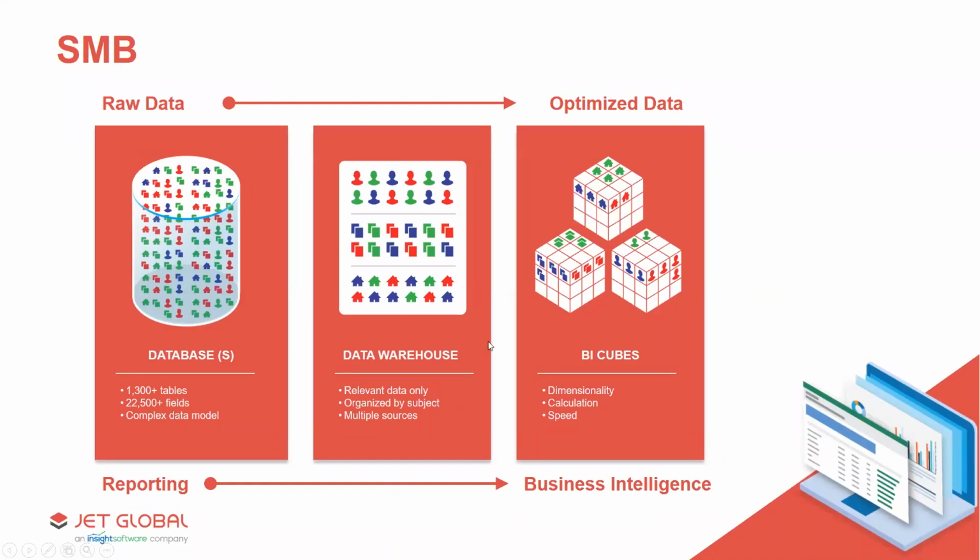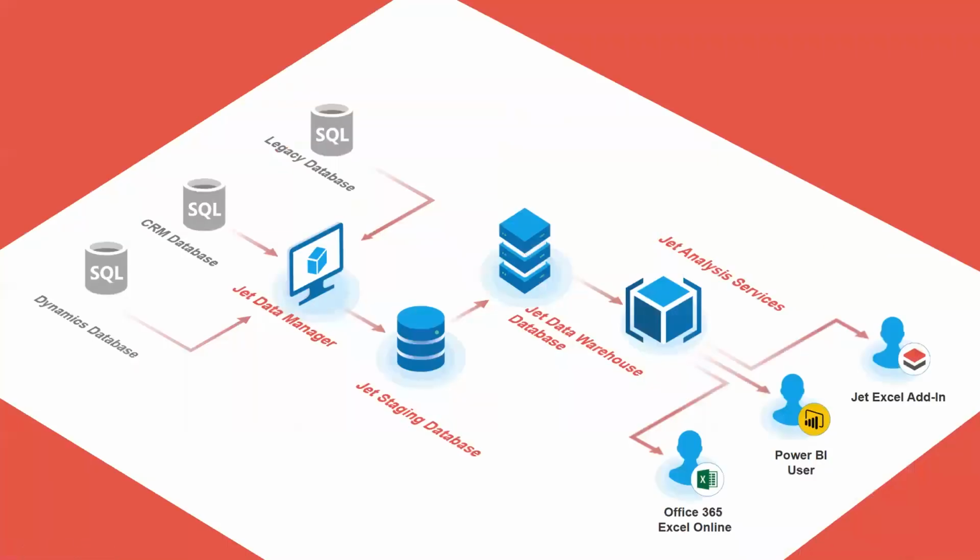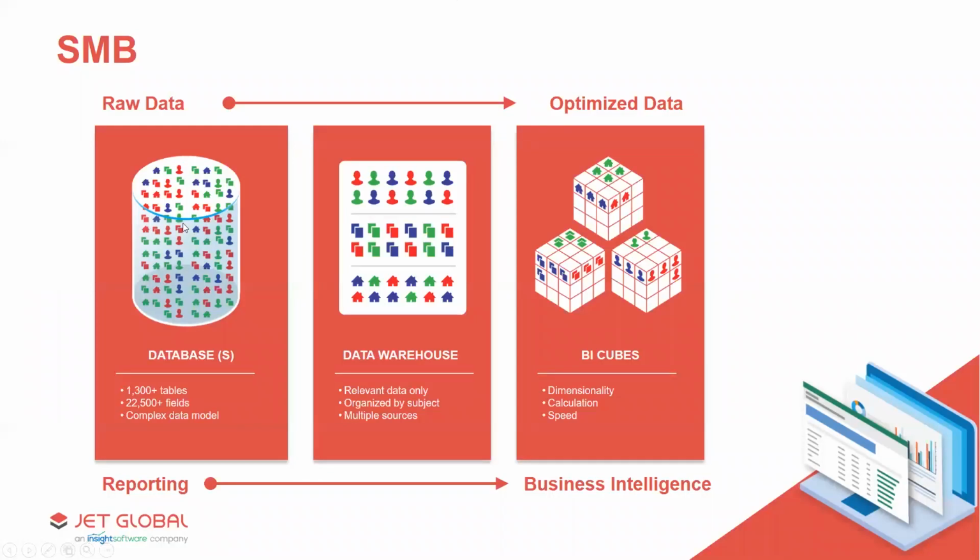Now, one of the things that Jet does to set itself apart is what's called the Jet Data Manager. This is what's called an ETL tool: extract, transform, and load. What this does is take information out of these databases, which are all going to be in this format, and bring it through the process to the data warehouse and cubes in a very easy way. All the changes are built out in a point and click interface.